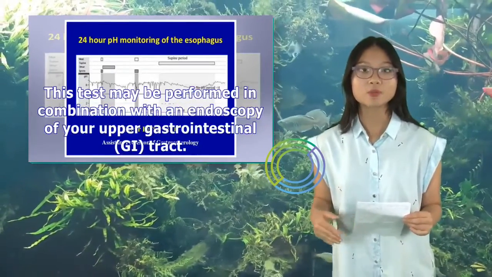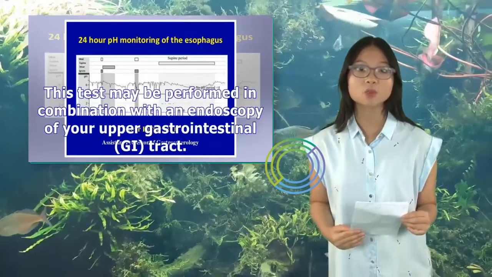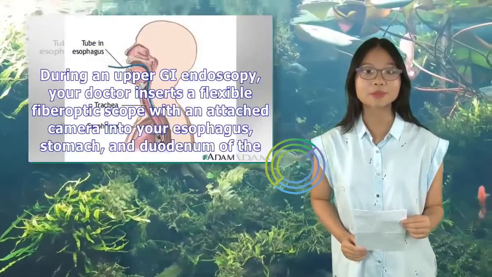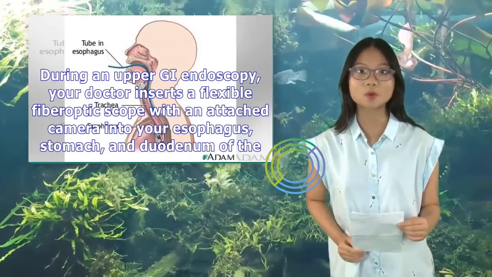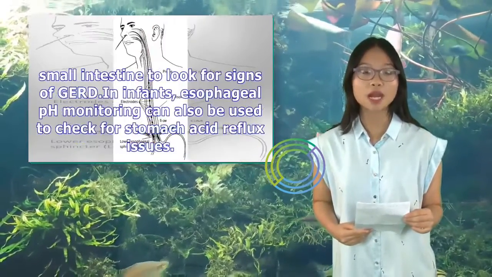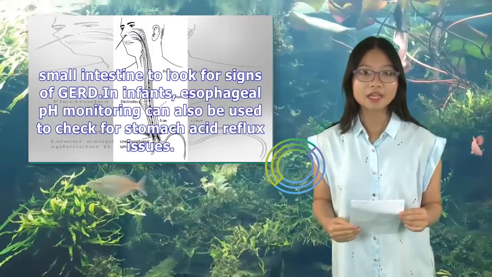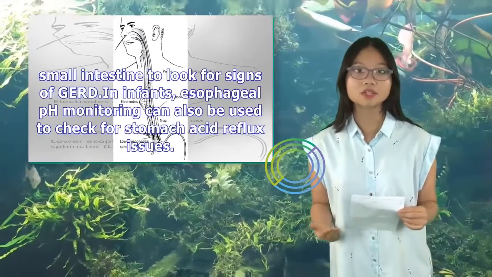This test may be performed in combination with an endoscopy of your upper gastrointestinal, GI, tract. During an upper GI endoscopy, your doctor inserts a flexible fiber optic scope with an attached camera into your esophagus, stomach, and duodenum of the small intestine to look for signs of GERD. In infants, esophageal pH monitoring can also be used to check for stomach acid reflux issues.